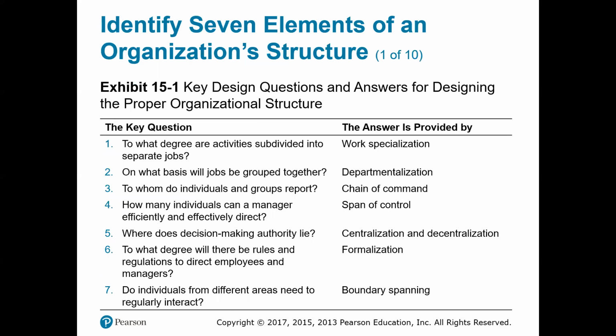So what are the 7 elements? This is possibly another question for your exam. The 7 elements are work specialization. And if you talk about work specialization, it simply is answering the question, to what degree are activities subdivided into separate jobs? Not everything can be done by one single person. So that means we need to have the work divided into separate jobs.